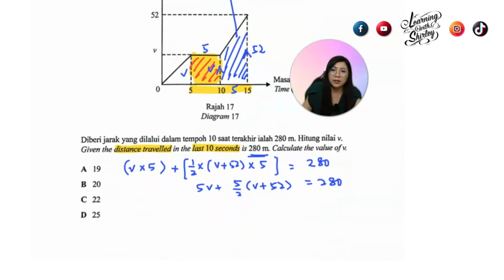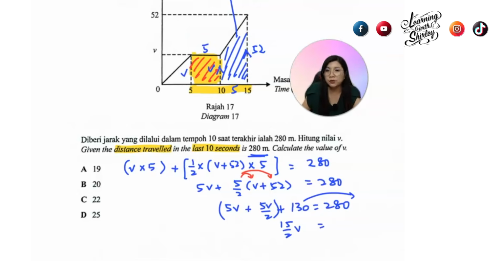Let's solve this. We are going to expand this bracket: this times this and this times this. So it'll be 5V plus 5V over 2 plus 5 over 2 times 52, so we get 130, equals 280. Now we add these two together because they are like terms. So 5V plus 5 over 2 V is 15 over 2 V.